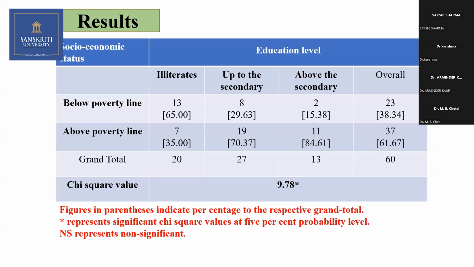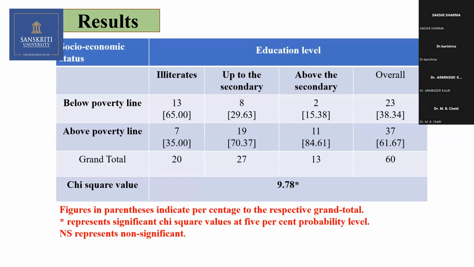If you see the table here, on one side we have education level, on the other side we have socio-economic status, that is below poverty line, BPL, and APL, above poverty line. Our assumption says that the socio-economic status or the income and the education level are independent of each other. That is the null hypothesis. The alternative hypothesis says that no, the education level is dependent on the socio-economic status.